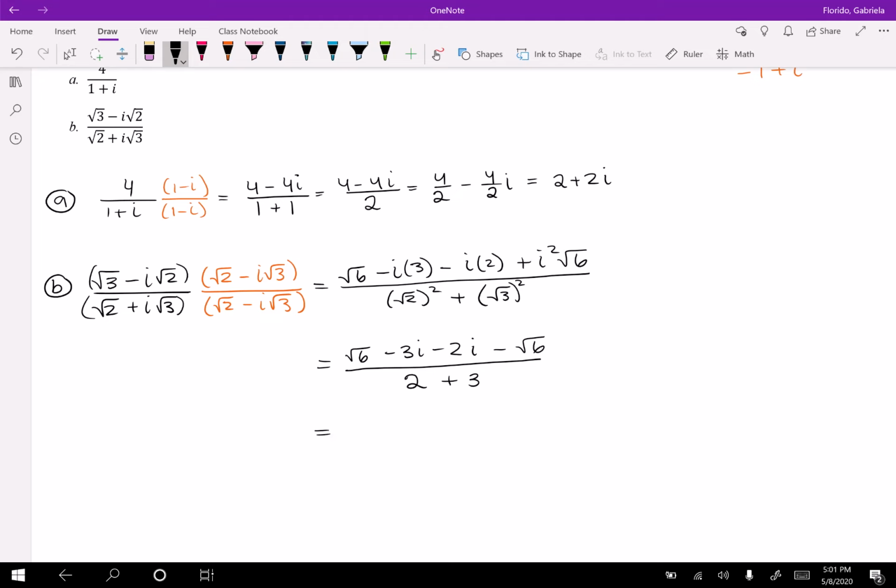And so let's clean this up. The square root of 6 terms end up going to 0 here, and we get negative 5i all over 5. We simplify that, and we just get negative i. And if we want to write it in that a plus bi form, then we could just write it as 0 minus i, because again, my a is going to be 0 and my b is negative 1. So this is just writing it in that a plus bi form.